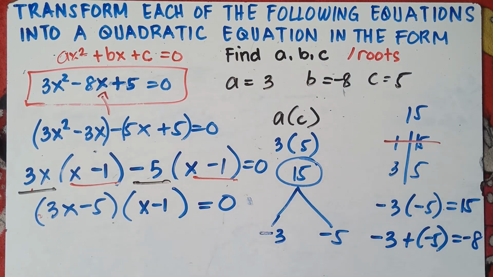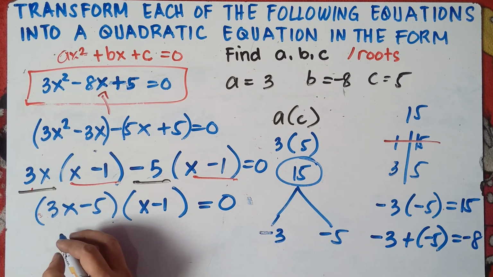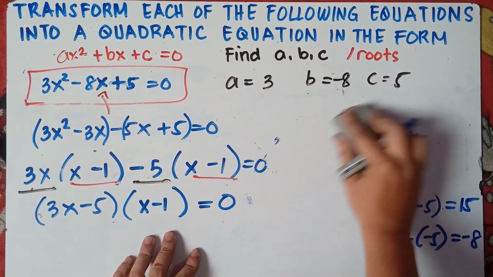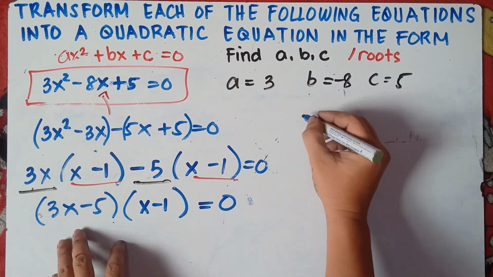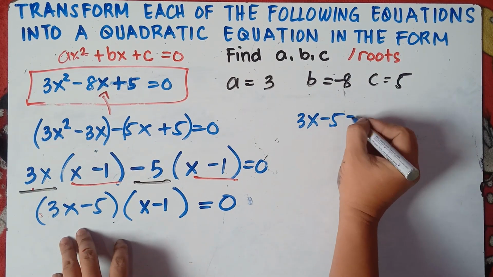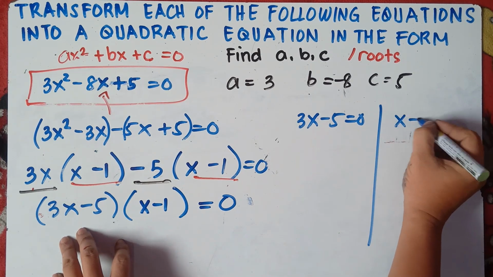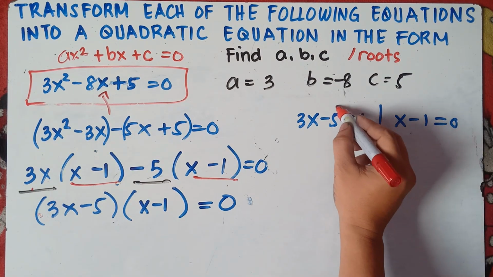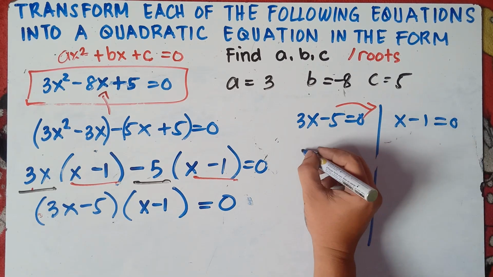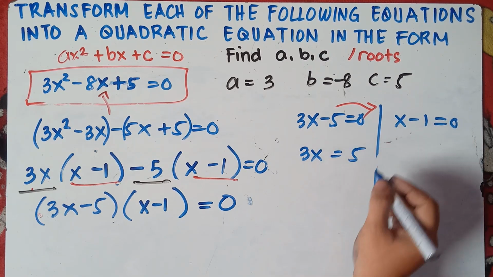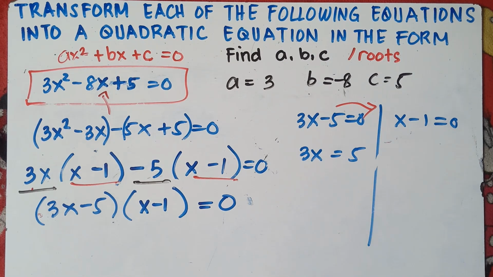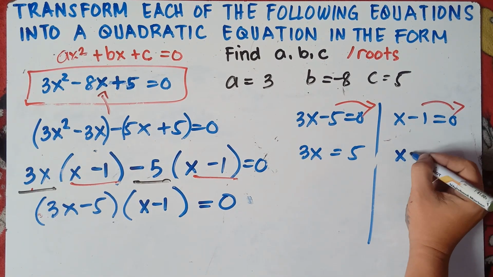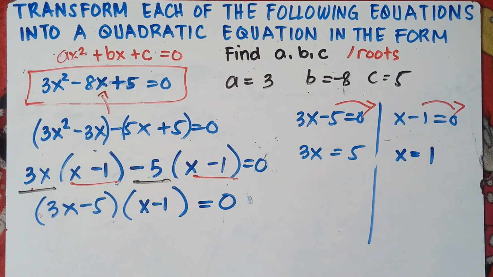And then, we're almost done, class. Equate this one to 0. This will be 3x minus 5 equals 0. The other one, x minus 1 equals 0. To get the value of x, you transpose 5 from left to right. This will be 3x equals 5. The other one, transpose this negative 1 from left to right. This will be x equals positive 1.